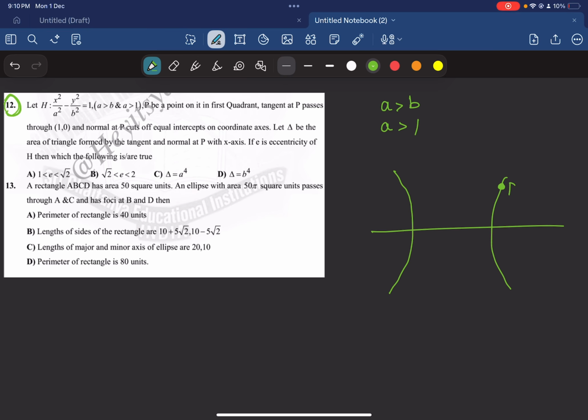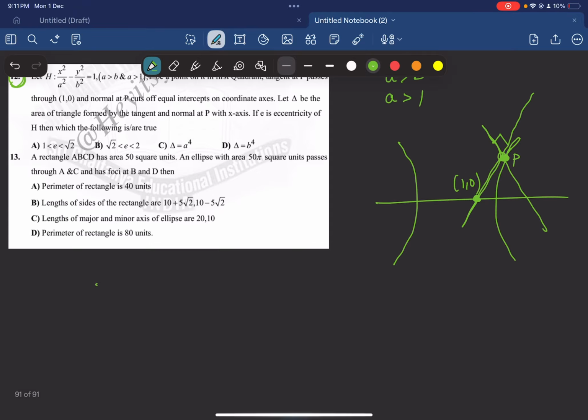So you have point P here and a tangent at P. So you're drawing a tangent at P. So this is the tangent. So this tangent passes through (1, 0). And the normal at P cuts off equal intercepts. So this is your normal. So the normal cuts off equal intercepts. Okay. So let us worry about the tangent first.